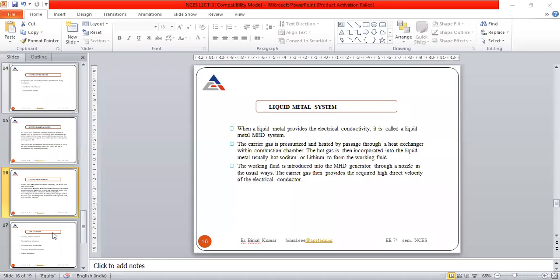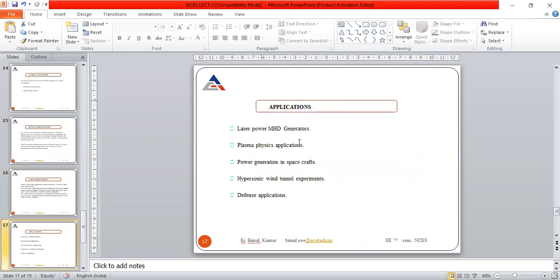After this, we come to the part of applications. This MHD generator may be used in laser power MHD generators, plasma physics applications, power generation in spacecraft, hypersonic wind tunnel experiments, and defense applications. So these are some applications of the MHD generator.